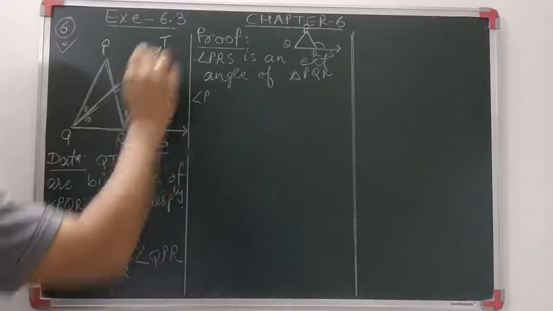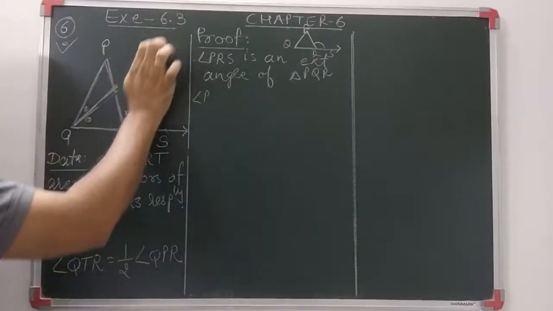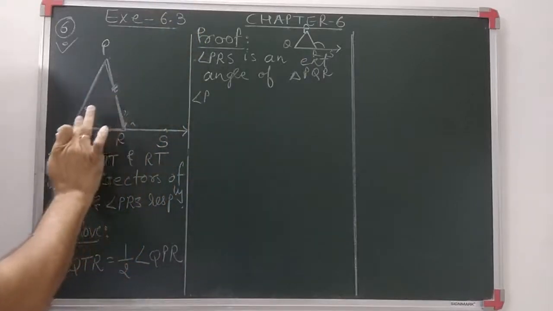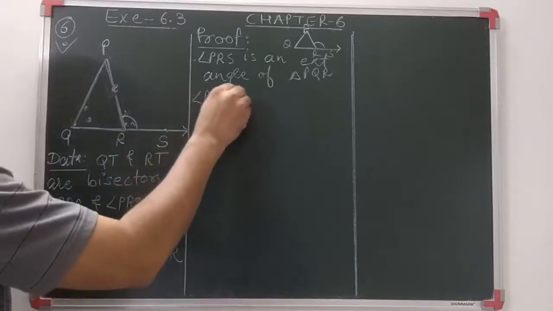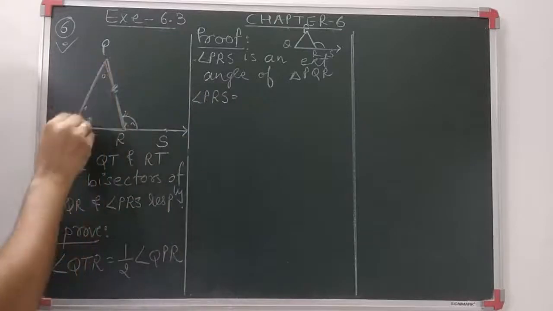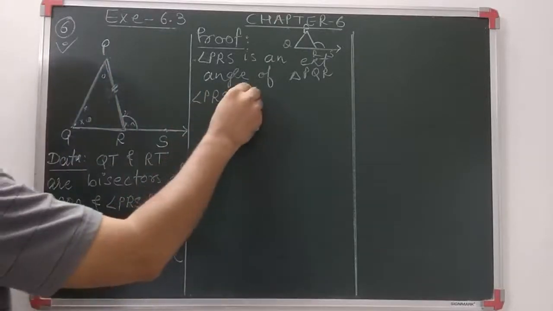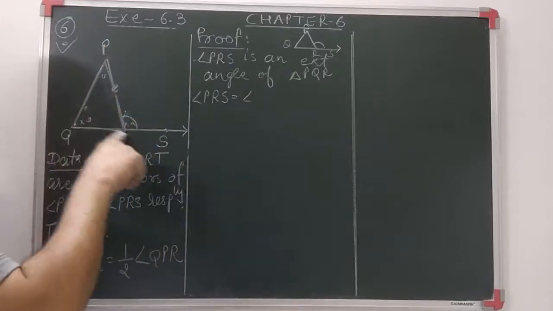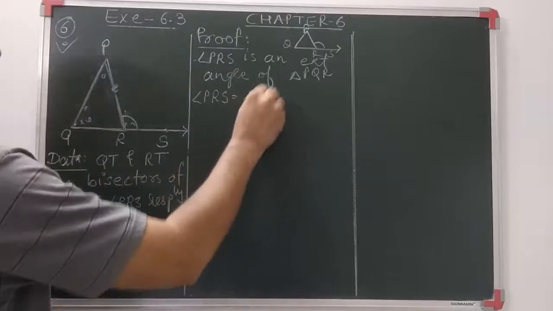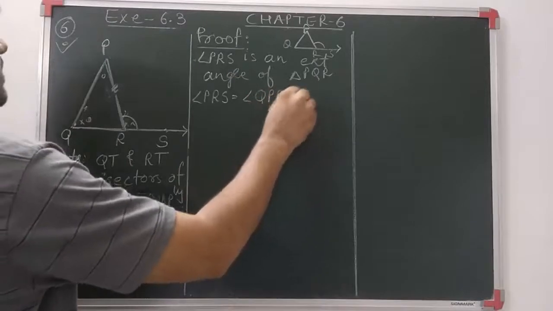Now look here carefully, if I erase this to make you understand. So this is an exterior angle PRS. So the value of PRS is the sum of its interior opposite angles. That means angle QPR and PQR. QPR plus PQR.